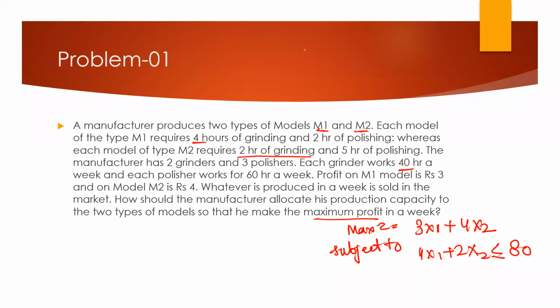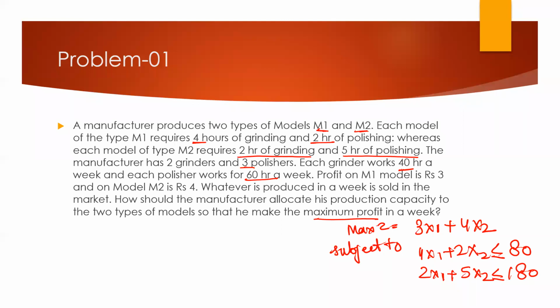Similarly, the other constraint is about polishing: each unit of M1 requires 2 hours of polishing, and M2 requires 5 hours of polishing. So the equation will be 2x1 plus 5x2 is less than or equal to... each polisher works 60 hours a week, and there are three polishers, so it's less than or equal to 180.